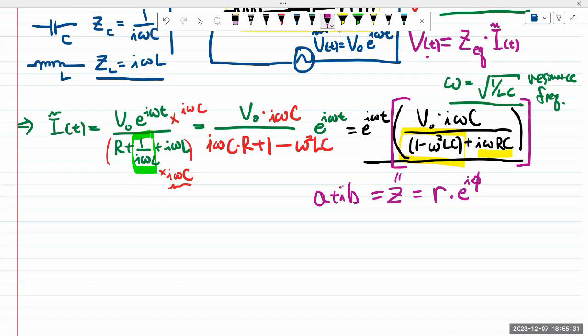You can see that it's going to take quite a bit of work to even get this to look something like a plus ib. I have to rationalize the fraction and separate that. I could do it, and it's not really going anywhere that way. So let me just not go here at all, and just deal with this expression. Let's imagine I'm trying to write out this complex number: V naught i omega C divided by 1 minus omega squared LC plus i omega RC. I'm trying to write this in this way.